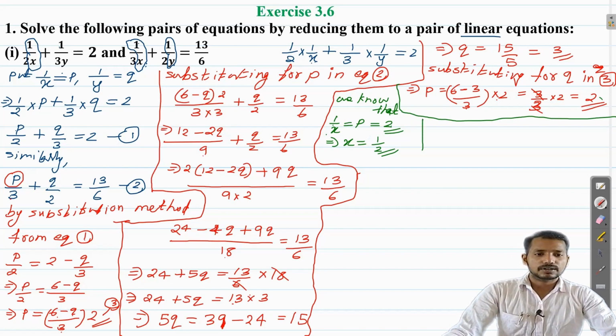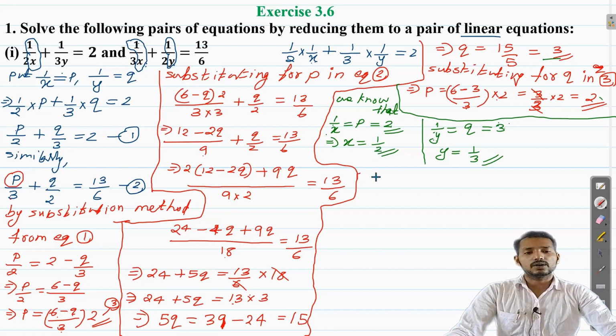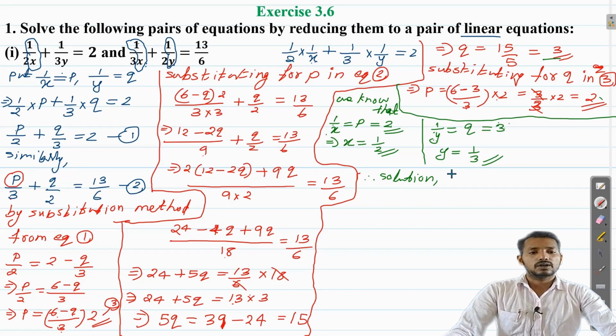Similarly, 1 by y is equal to q. What is the value of q? We got here 3. So 1 by y is equal to 3. Taking reciprocal on both sides, we will get y is equal to 1 divided by 3. Therefore, the solution is x equal to 1 by 2 and y is equal to 1 by 3.